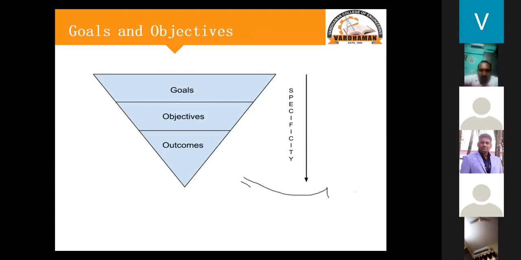And faculty says that they have a big confusion between an objective and outcome. So a clarification is required over here.